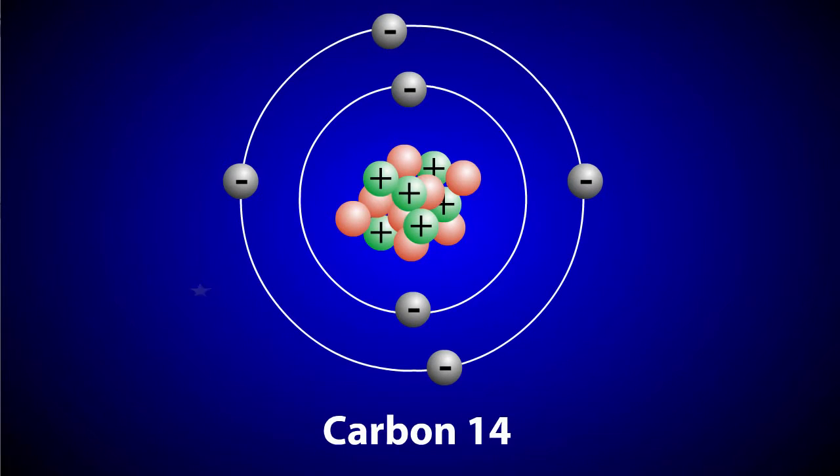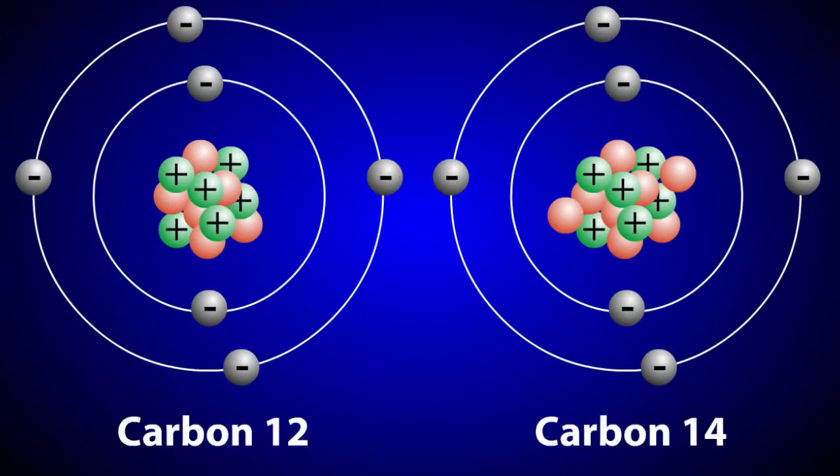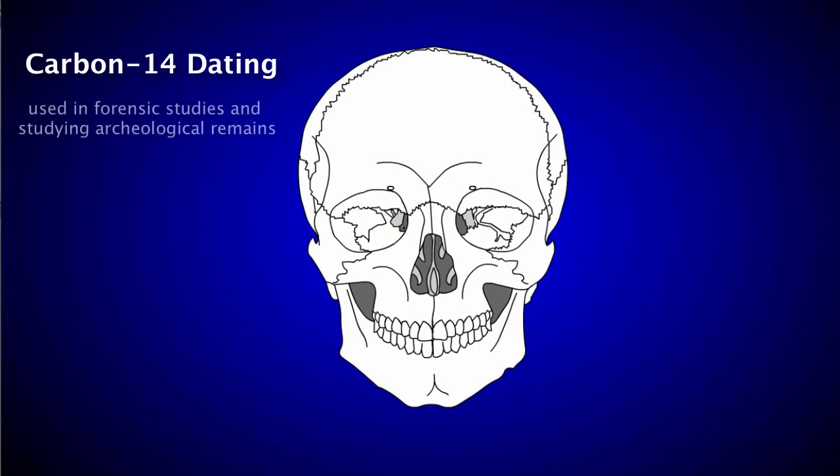Radioactive carbon-14 has a number of applications in science. Since carbon is found in all living organisms and the decay rate is well documented, we can use carbon-14 as a way of dating how old a sample of tissue may be by comparing ratios of carbon-12 and carbon-14. Carbon-14 dating is commonly used in forensic studies and in studying archaeological remains.